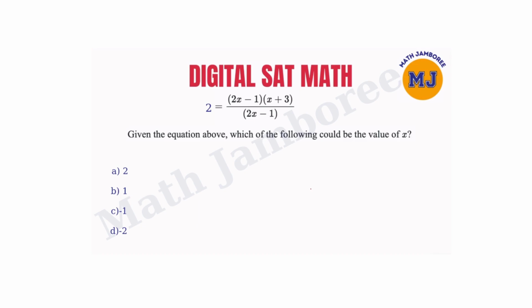I hope you already did realize that 2x minus 1 and 2x minus 1 can cancel each other out. Then you will end up only with 2 is equal to x plus 3. To get the value of x, we need to isolate the x. We will just take away 3 from both sides. 2 minus 3 will be negative 1. So therefore, the value of x will be negative 1.